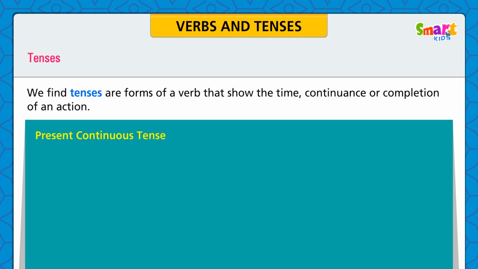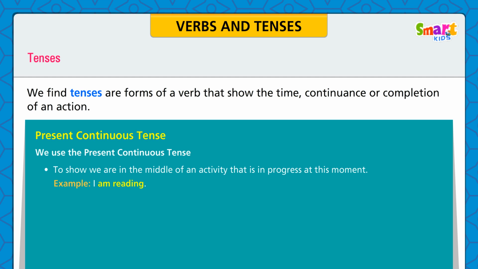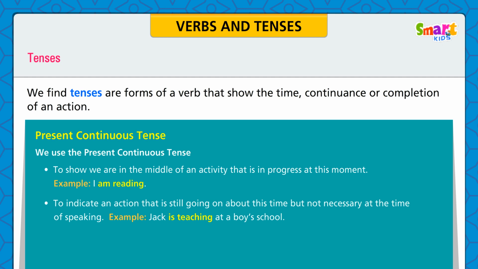Let us learn the usage of present continuous tense. We use the present continuous tense to show we are in the middle of an activity that is in progress at this moment. For example, I am reading. To indicate an action that is still going on about this time but not necessarily at the time of speaking. For example, Jack is teaching at a boys' school.